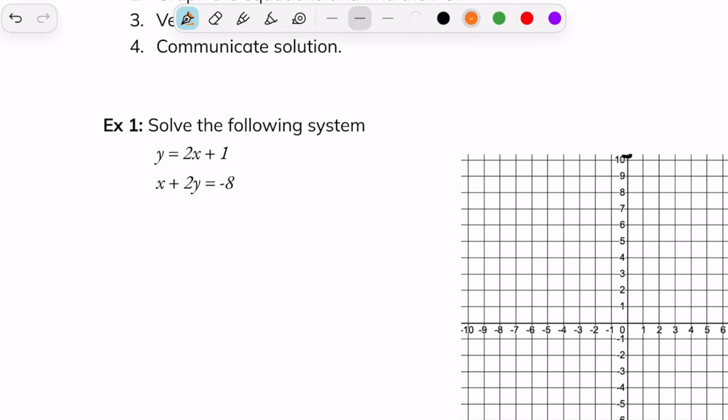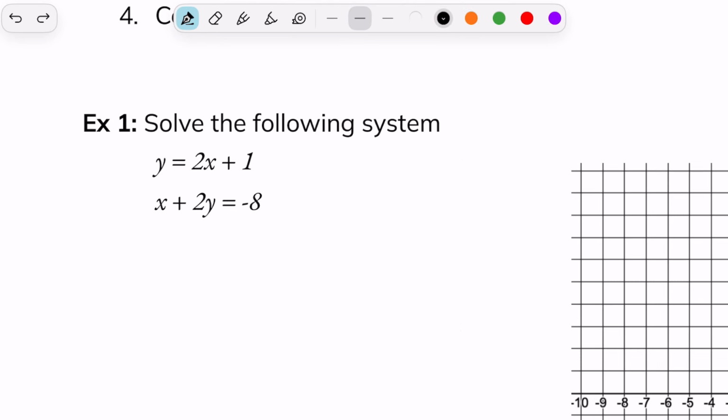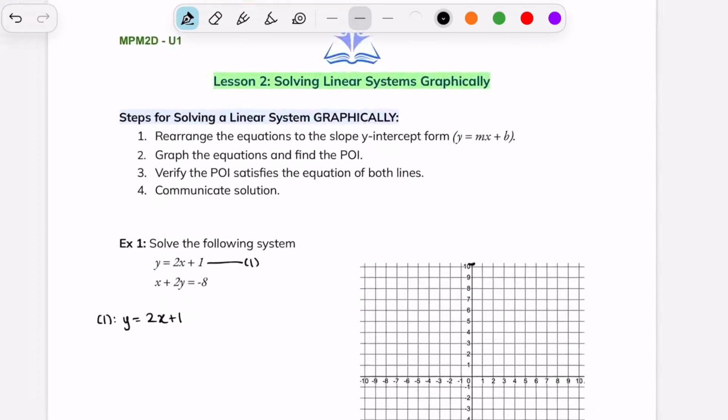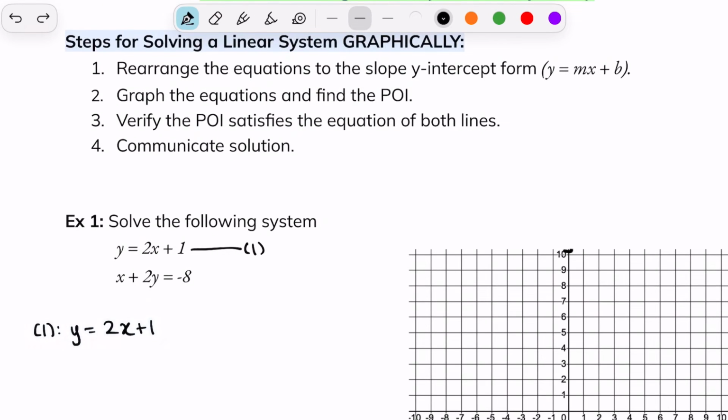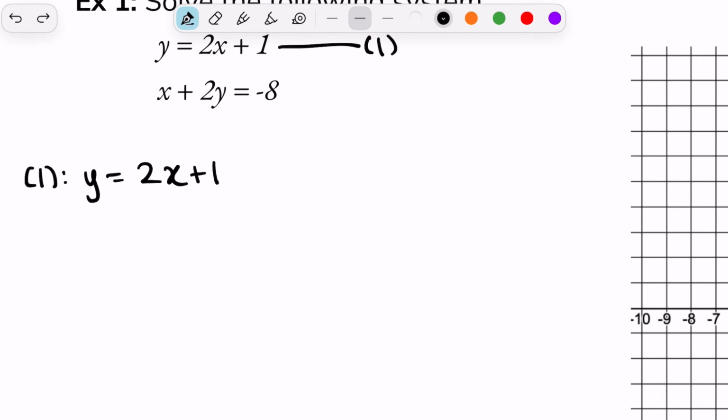So here, example 1, I have a system right here. I have y is equal to 2x plus 1, and I have x plus 2y equals negative 8. So let's say this is equation number 1. Equation number 1 is y is equal to 2x plus 1. Is this in the slope y-intercept form? Yes, it is. It's in the form of y is equal to mx plus b, where m is 2 and b is 1. So I will just leave that there.